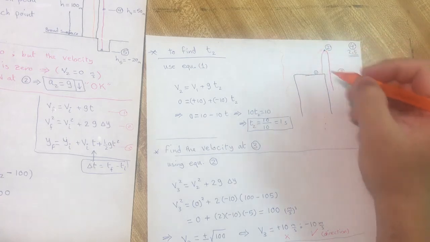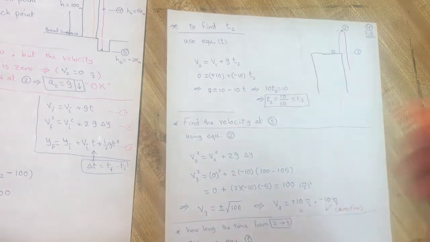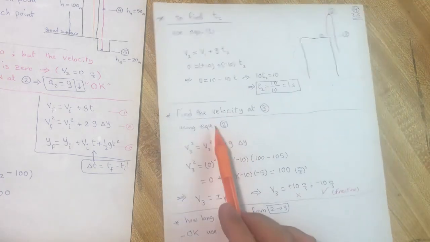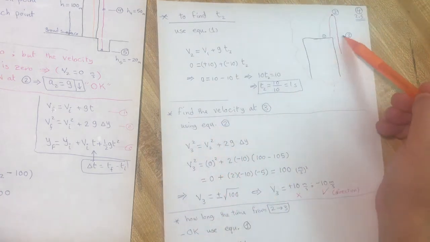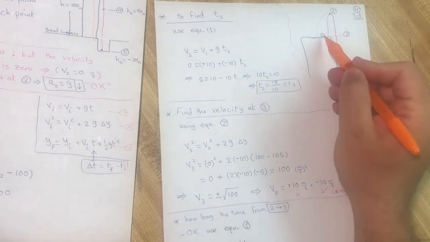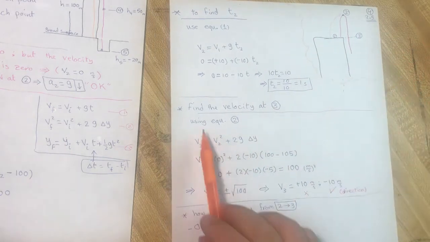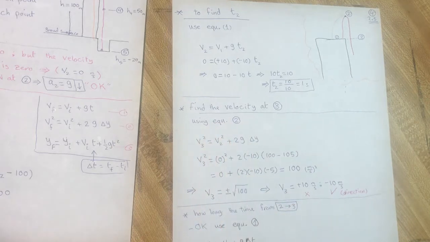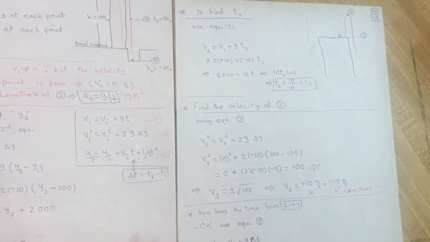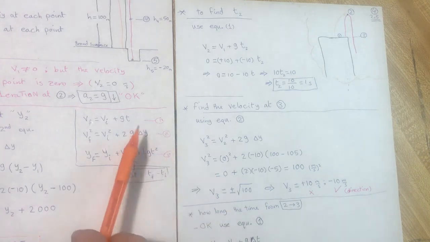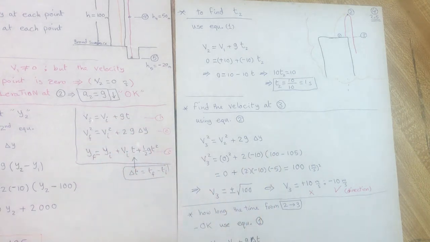Okay, from point 1 to point 2. Now we need to find the velocity at point number 3, which is the same height as point number 1, which is 100. Now again, we can use equation number 2. It is not complex. We don't need to complicate the problem. We need to use any equation suitable to the required part.